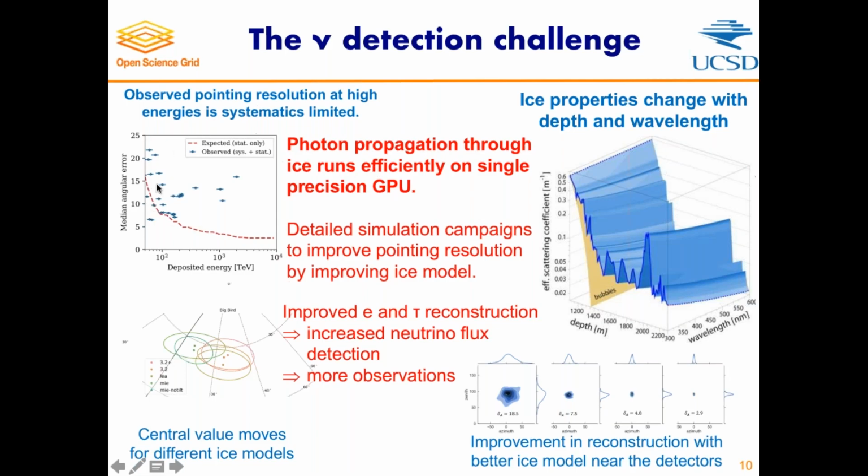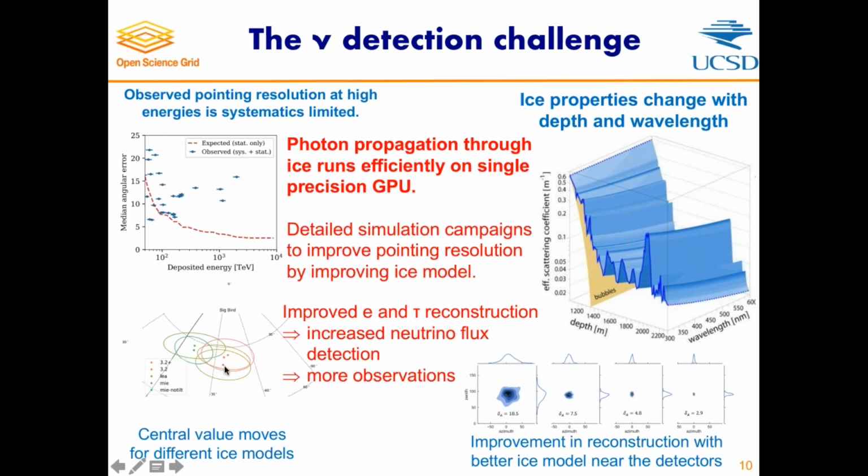What you see here in this corner is the median angular resolution, the median angular error for the pointing accuracy, on the y-axis and the deposited energy on the x-axis. This red curve is the theoretically achievable resolution, and the dots are measured events and their resolution. You can see that the error is much, much larger than what is theoretically achievable, and the difference is attributed to systematic errors in the instrument.